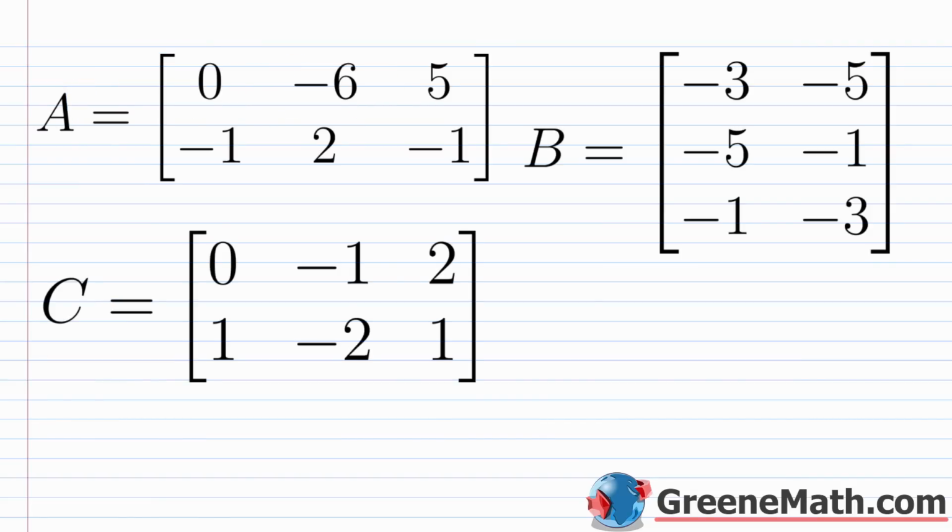All right, for problem 6, we're asked to find ABC. Now this one is a little bit more tricky, or actually I would just say it's a little bit more tedious, because you have to first multiply A by B and then take that product matrix AB and multiply it by C.